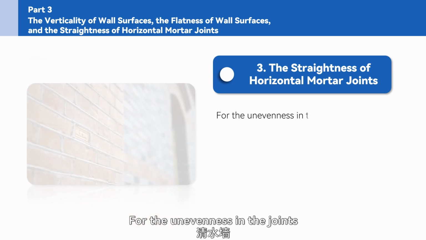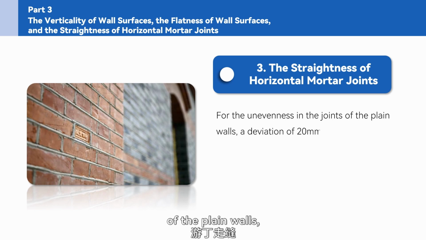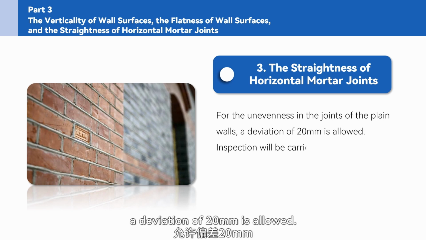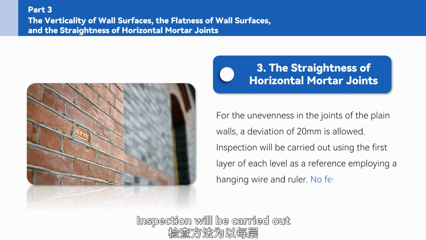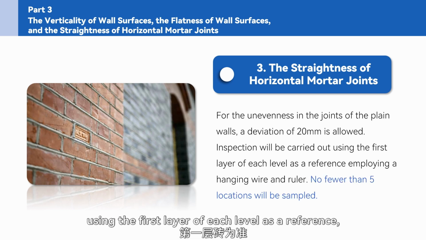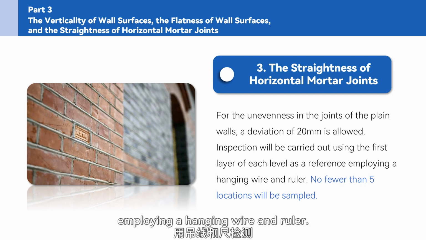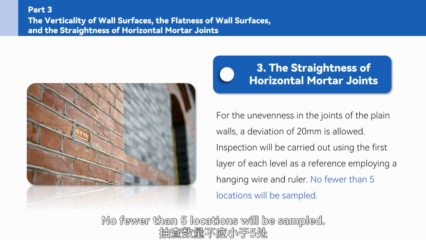For the unevenness in the joints of the plain walls, a deviation of 20 millimeters is allowed. Inspection will be carried out using the first layer of each level as a reference, employing a hanging wire and ruler. No fewer than 5 locations will be sampled.